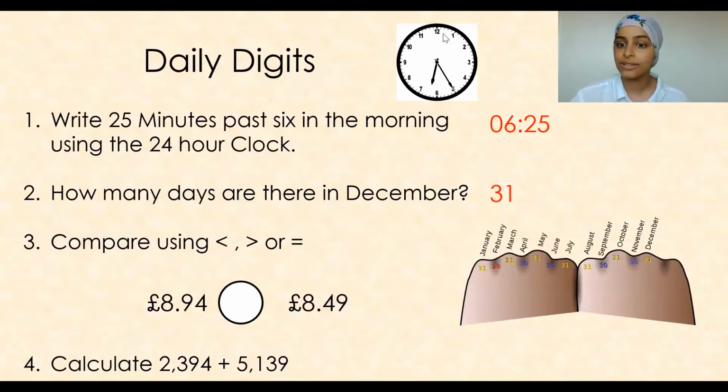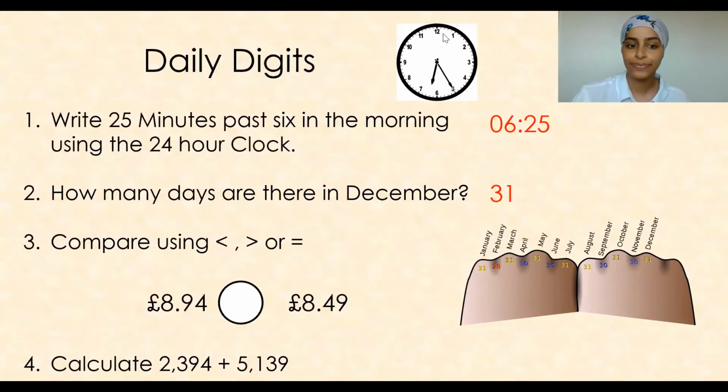And I've given us a little diagram at the bottom of our knuckles. It's just a nice neat trick to help us remember how many days there are in each month. The knuckles represent 31 days and the spaces in between your knuckles represent 30 days, except for February, which is 28 or 29 on a leap year.